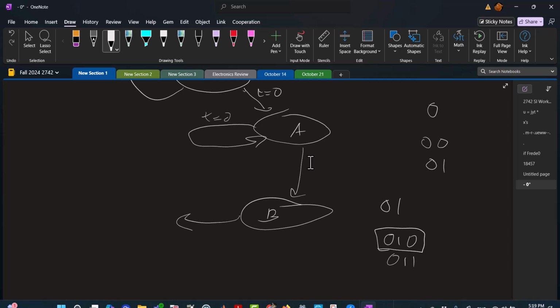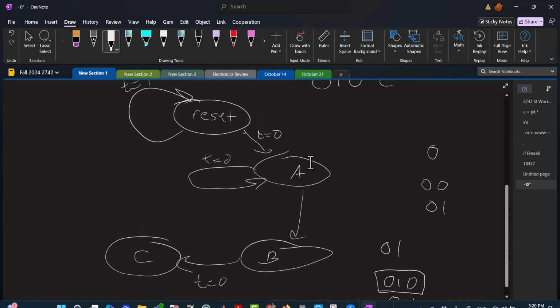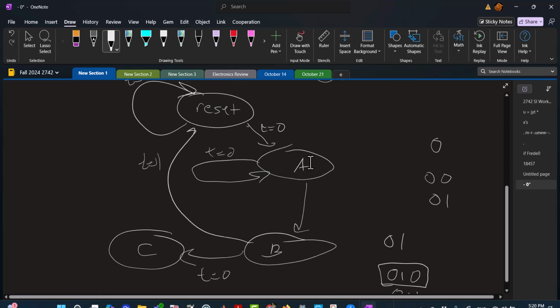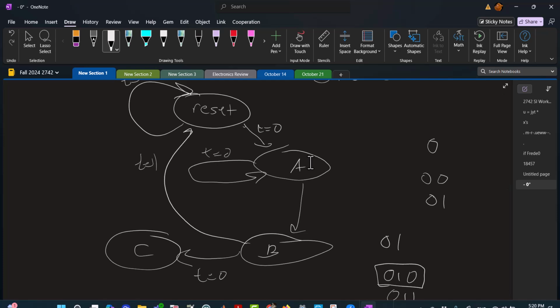If you get 0, 1, 0, you get a new state, and that's state C, and that's if my input was 0. What if I get a 1? It goes all the way back to reset. And let's see, if I go to state C, then my output is 1, and for all the others, my output is 0.